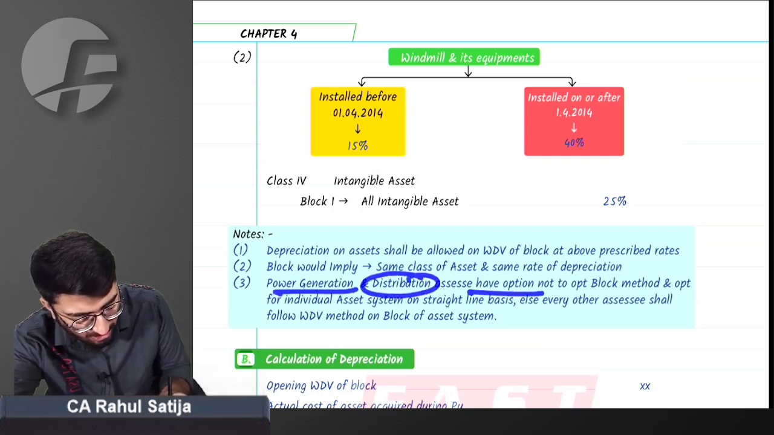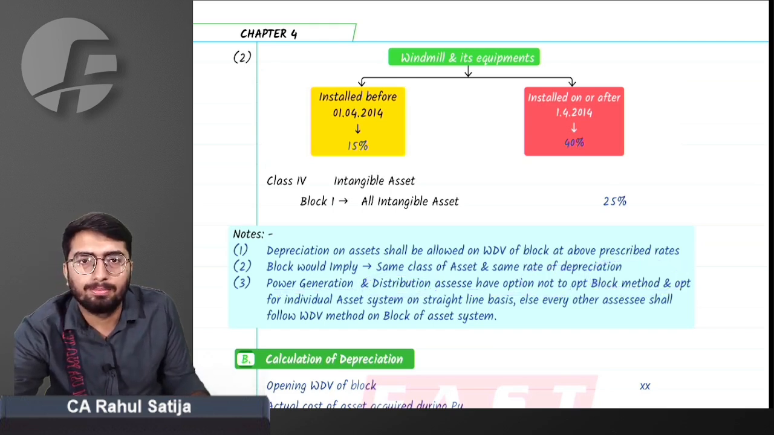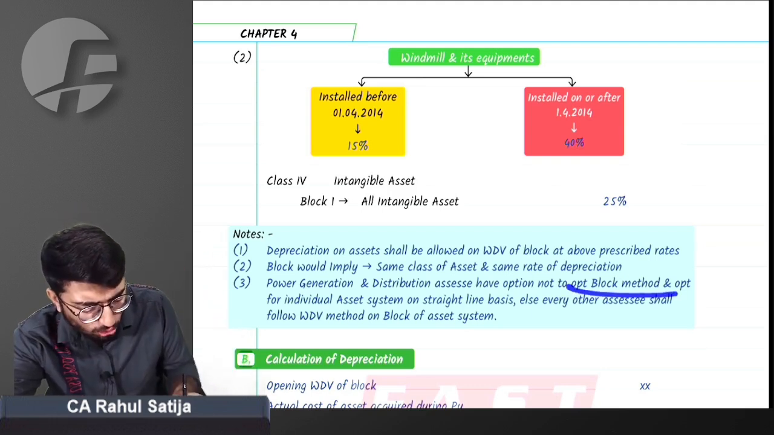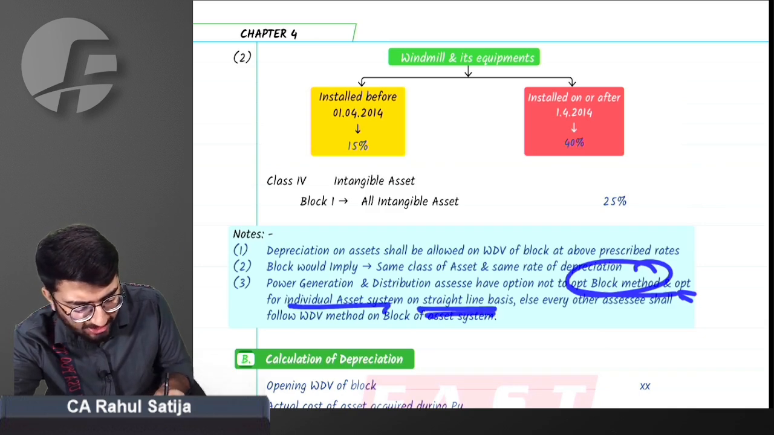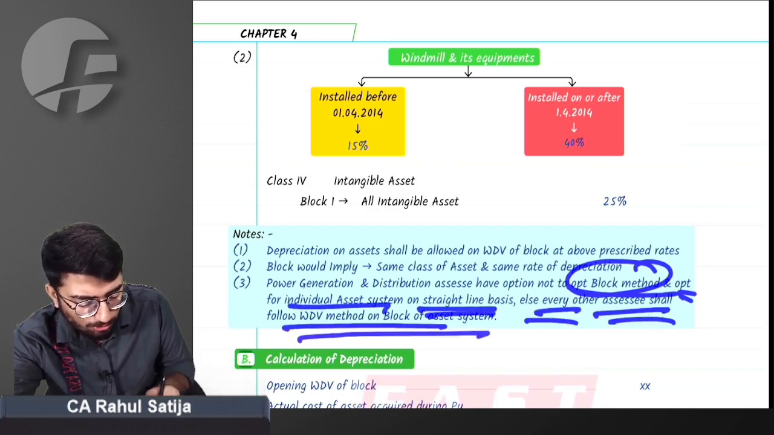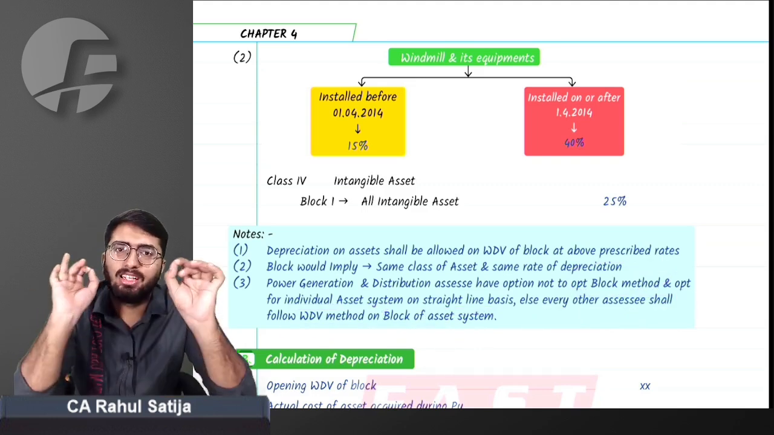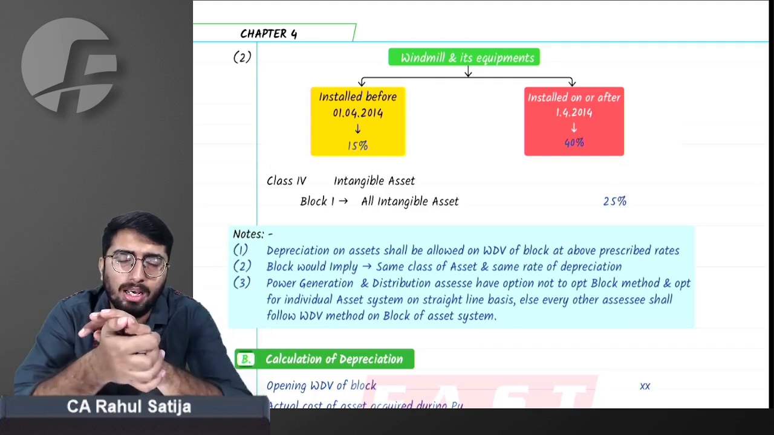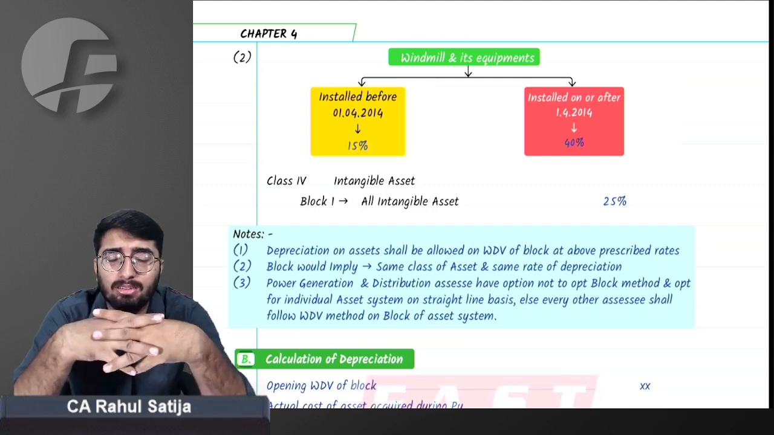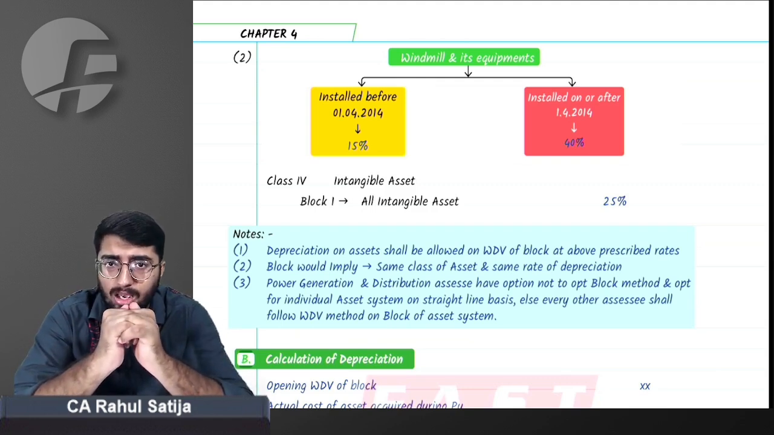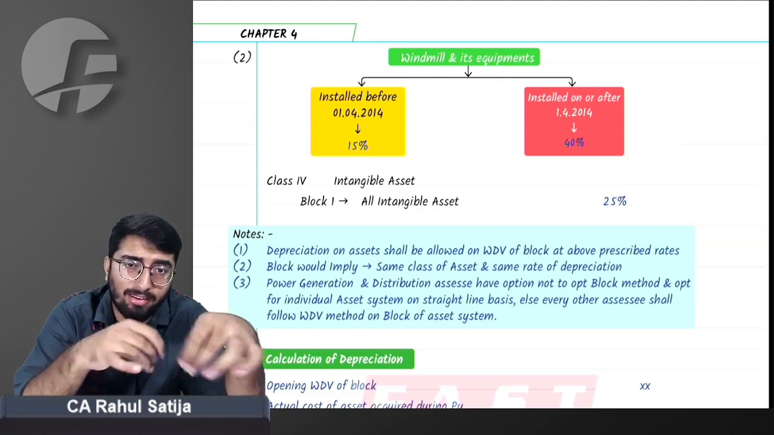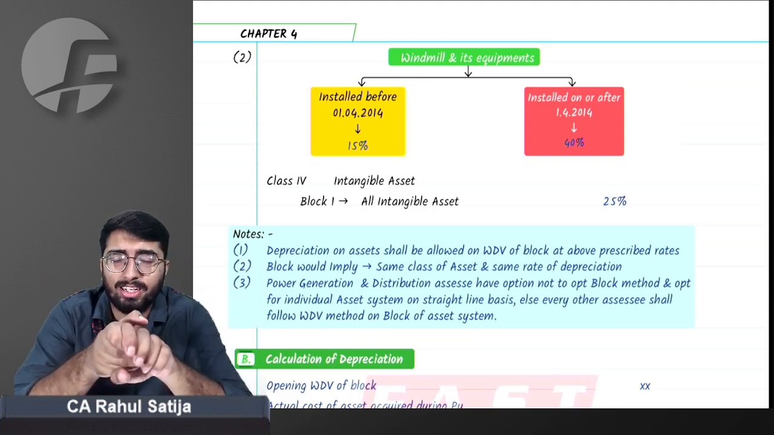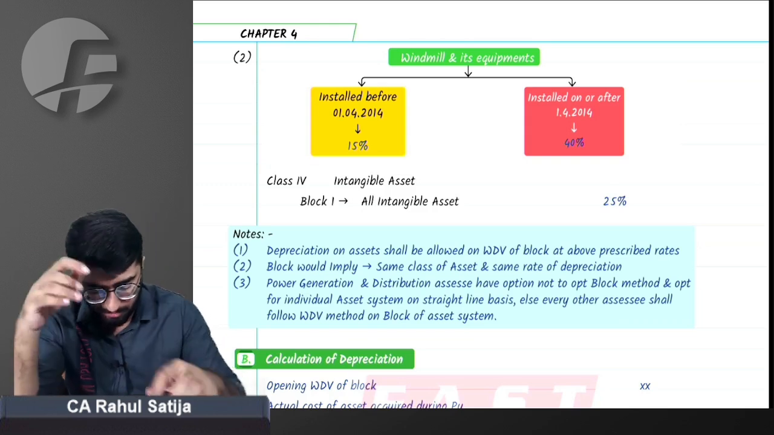We have a proviso to this. Power generating and distributing units have an option not to opt for the block method. Every other assessee shall follow the WDV on block method. That is, a power generating unit has an option not to opt for WDV and block method; they can simply opt for the straight line method on an individual asset system. They can still go for WDV and block of assets method, but they have an option to opt for the straight line method on individual asset system.